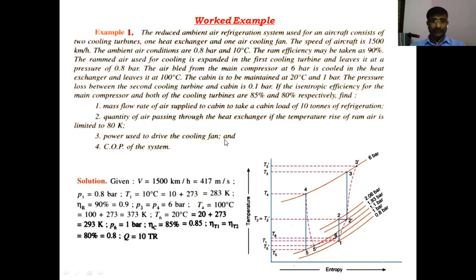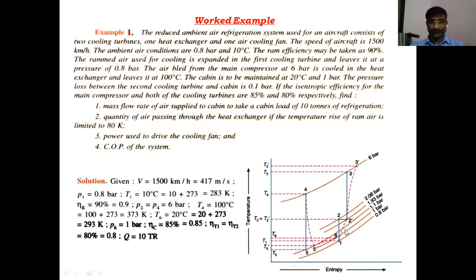Power used to drive the cooling fan, the power required to run the fan, and the COP of the system. These are the 4 parameters we are going to find in this example 1. Clear? This is the given T-S diagram for the reduced ambient system.